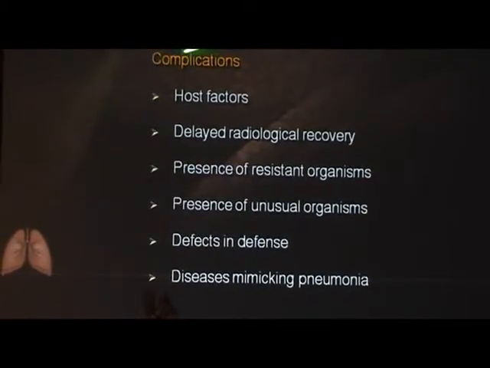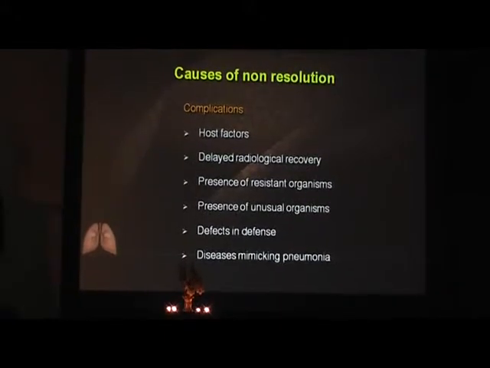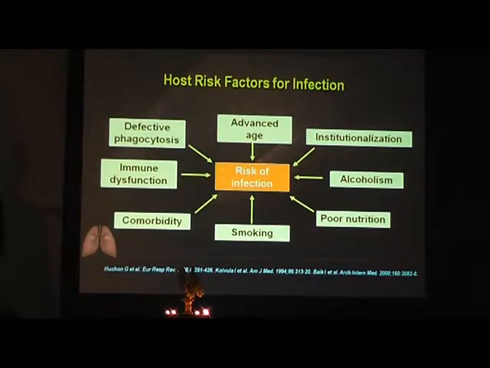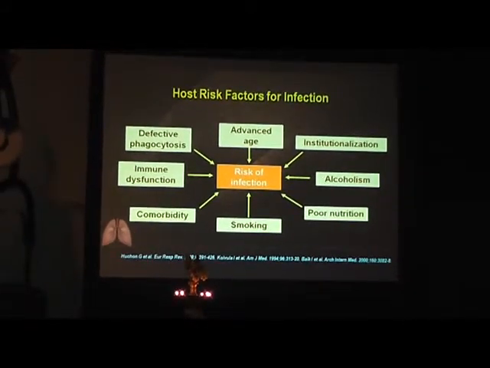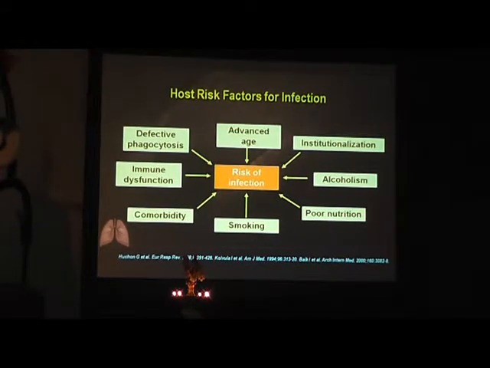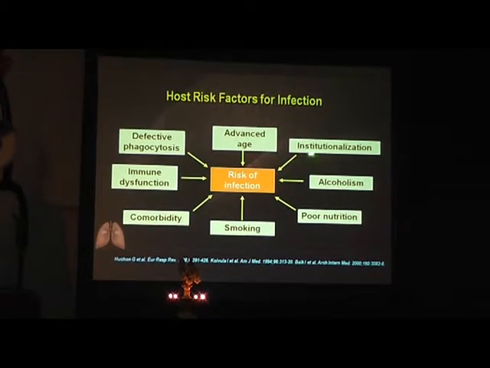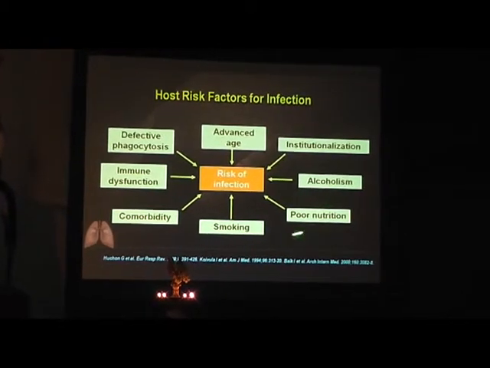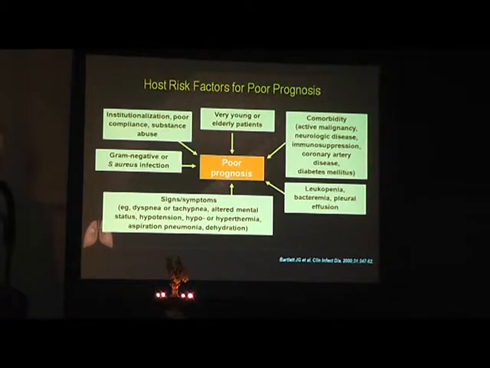So we look at these things. Look at host factors: we looked at delayed radiologic recovery, presence of resistant organisms, unusual organisms, host defense. Again, you find the same thing being sort of typified differently. Advanced age, very, very crucial in pneumonia. You have an elderly person with pneumonia, you're asking for trouble. And I think you need to be doubly sure that you're putting your right foot first. So you have institutionalization, alcoholism, poor nutrition. This is the background that I was talking to you about, the background that sets the course for this pneumonia as such.